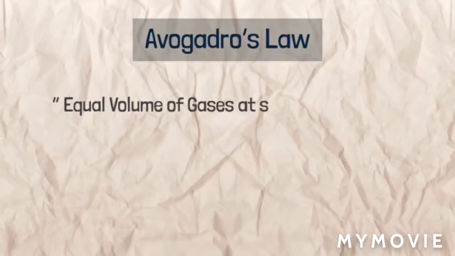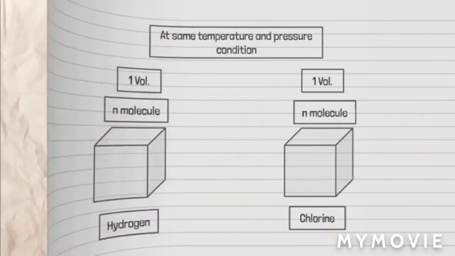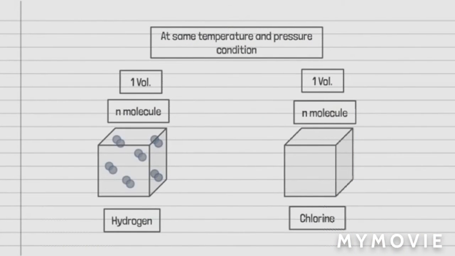Avogadro's law: equal volumes of gases at the same temperature and pressure conditions contain an equal number of molecules. Let's take two systems, one with one volume of hydrogen and the other with one volume of chlorine, under the same condition of temperature and pressure. According to Avogadro's law, both of them will have the same number of molecules. If system 1 has n molecules, then system 2 must have n molecules too.